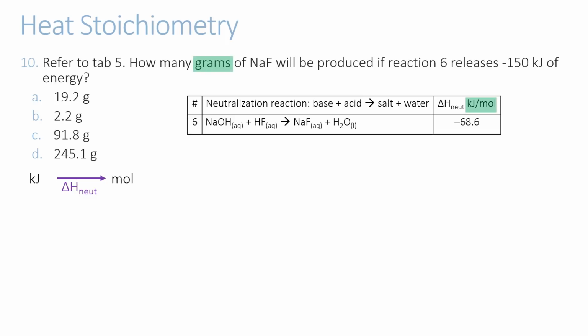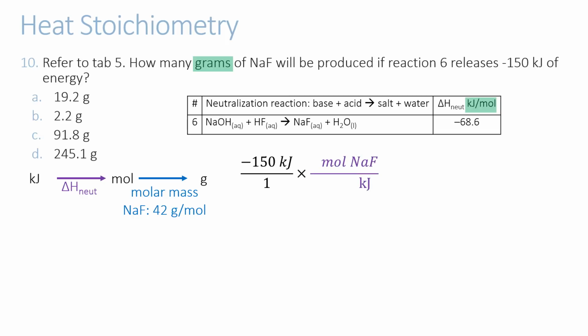So that means that I'm going to need to convert moles of sodium fluoride into grams, and I can do that using the molar mass. So I'm going to start with our given, which was negative 150 over 1, kilojoules over 1. And then I want to change kilojoules into moles using the heat of neutralization. So I would have to look at the reaction and see how many moles of sodium fluoride and then get the heat of neutralization. Then I'm just going to take the moles of NaF and convert it into grams because all of our answer choices are in grams.